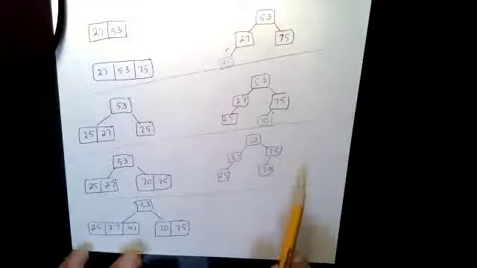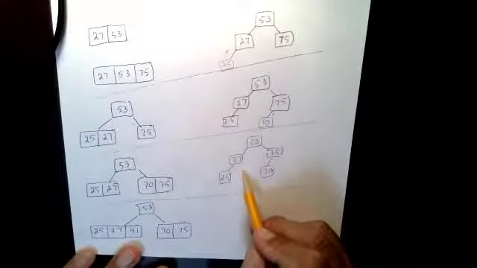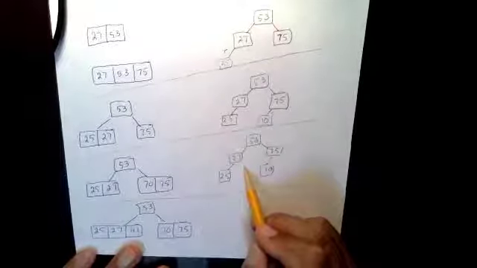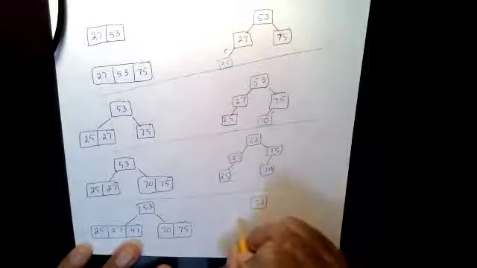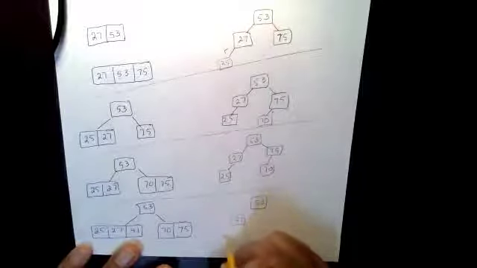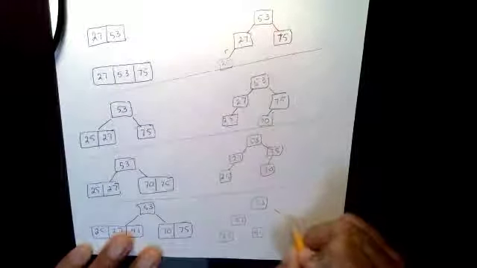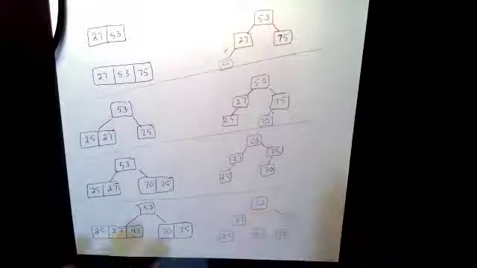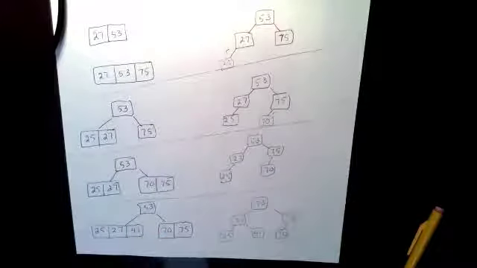All right, the next thing after I added 70 was 41, and 41 would go here. I inserted as a red. Does it meet all of my rules? The answer is yes. 53, 27, 25, 41, 75, 70. Sibling and sibling and sibling and sibling. Uh-oh. What's going to happen here in a minute?